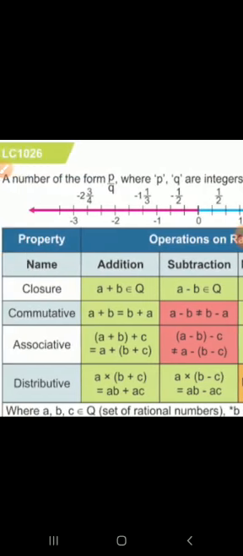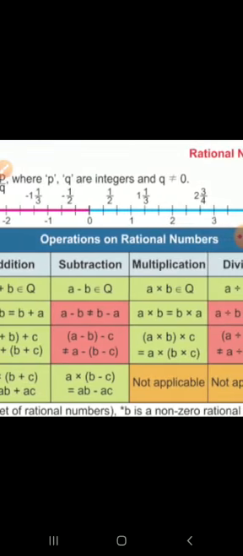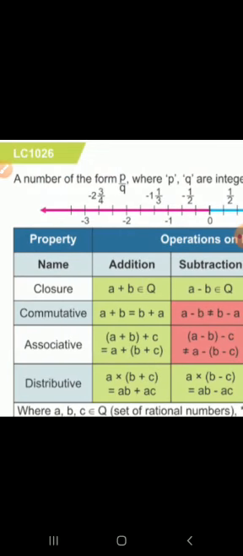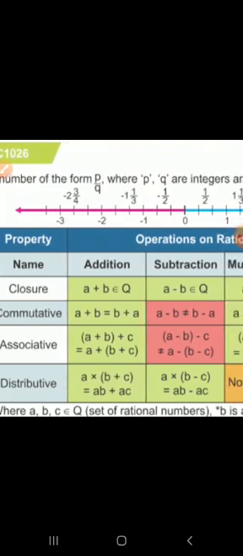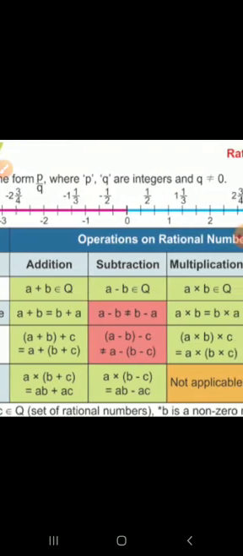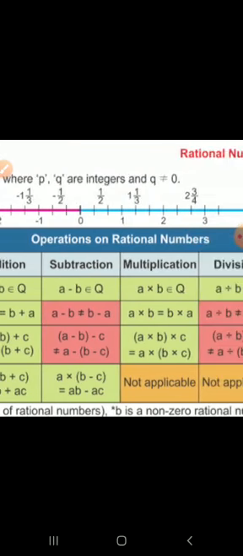You can see that associative property holds true for addition and multiplication, and where pink color is shown, it is not true for subtraction and division. Distributive property, under multiplication over addition, it will be a into b plus c, it will be equal to ab plus ac, and it can be applied for distributive property of multiplication over subtraction. It will be a into b minus c, that is ab minus ac. So this table is important. I'll tell you where to use it.